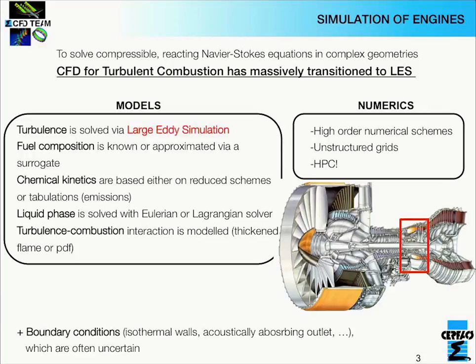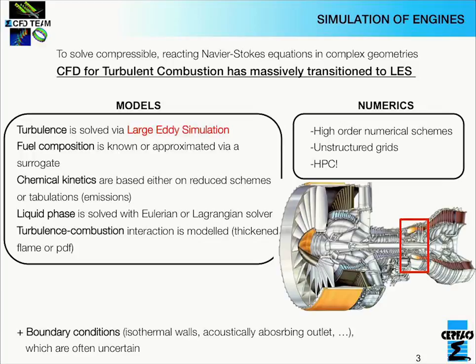So we need to incorporate modeling in our code, of course, to describe all the physics I just mentioned. So again, we start with large eddy simulation, so we need subgrid-scale modeling. We need to do something about the fuel. So again, we need to find a surrogate for kerosene, which is a complex mixture of many hydrocarbons, and we have to apply chemical kinetics to this surrogate. So this is a very difficult topic. We need to use a liquid phase solver. So in our code, we use both Eulerian and Lagrangian formulations for the liquid phase. And we need, of course, a turbulent combustion model. And what I will show is mostly based on the thickened flame approach.